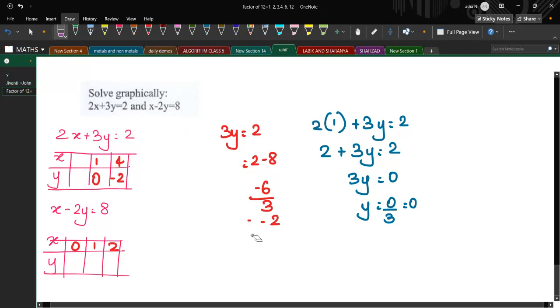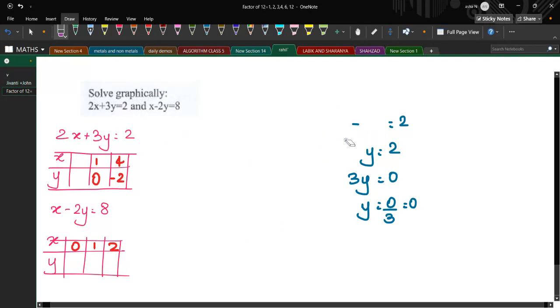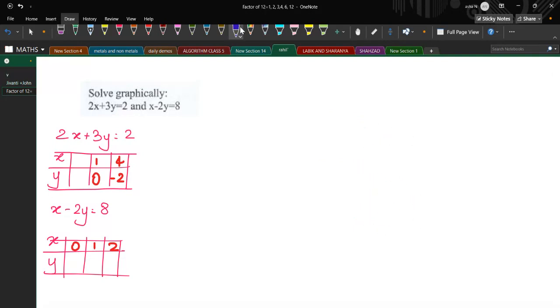Let's solve this: x minus 2y which is equal to 8. See, for a line, 2 points are enough. But for us to be sure that whatever we are doing is correct, we need to have a third one as well. x minus 2y equals 8. So 0 minus 2y equals 8. So minus 2y is equal to 8. So y is equal to minus 4, since 2 fours are 8.